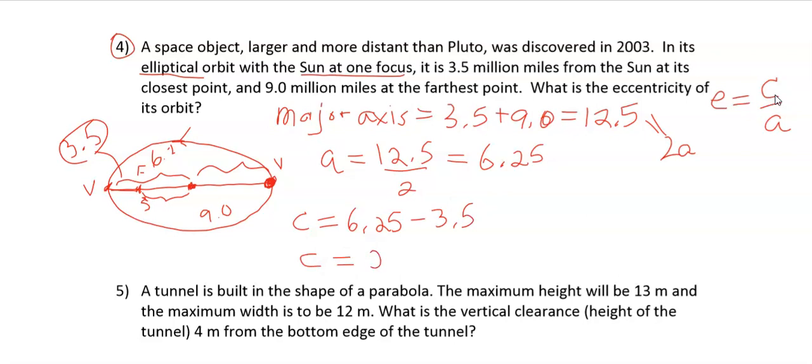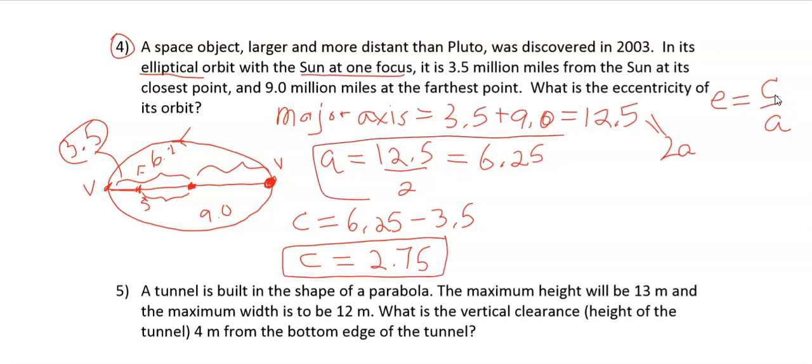2.75 million again. 2.75 million miles. Now, there's my C, and there's my A. Well, you know what? This was actually fairly straightforward. There was no big calculations involved.